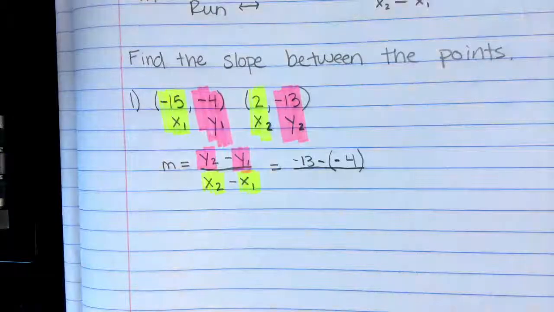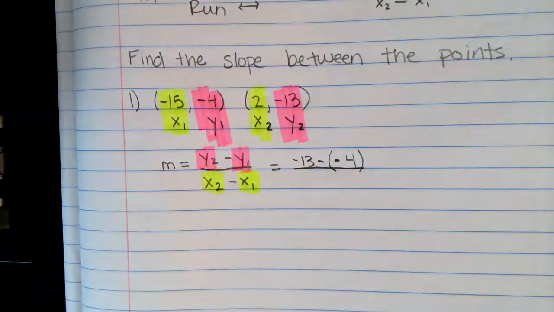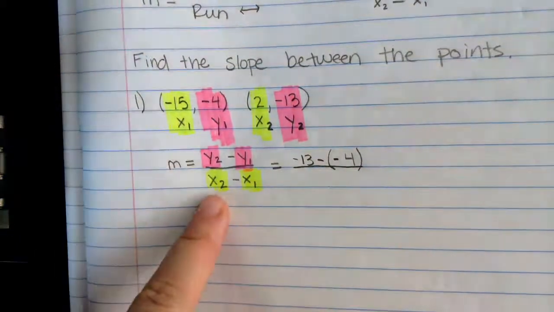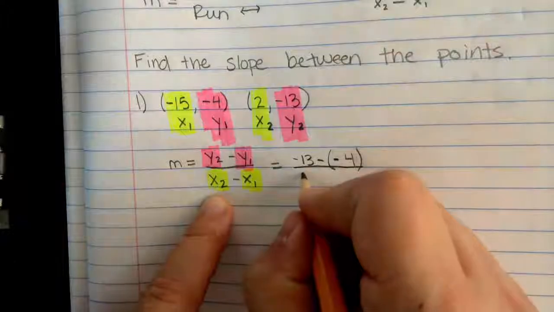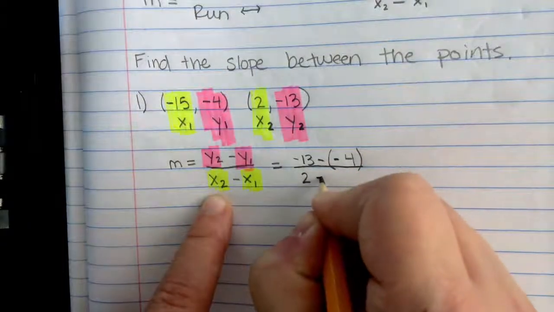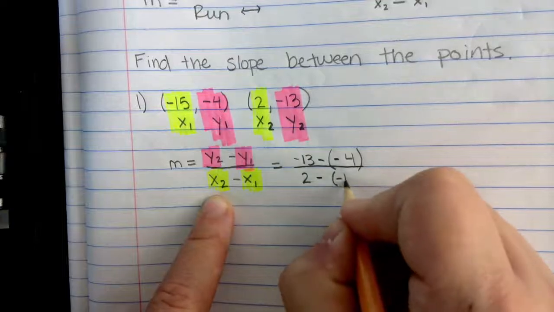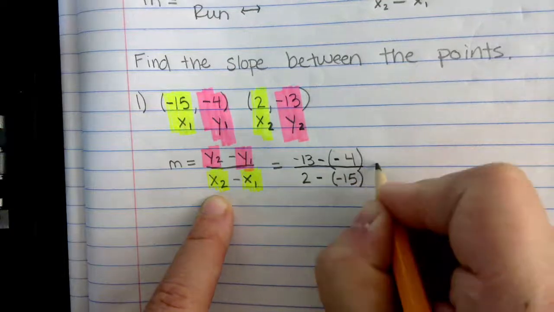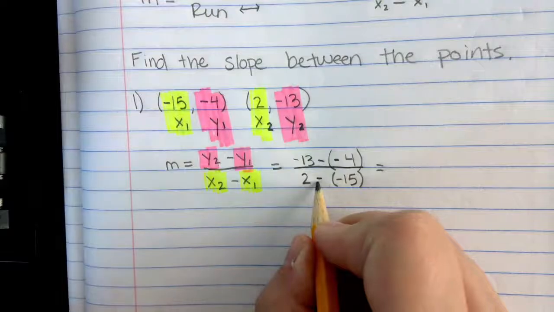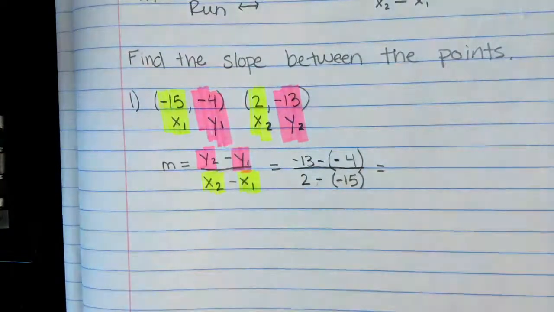When we start by plugging into a formula, usually we don't change anything yet until after we have everything plugged in. But yep, you're right. All right, X2, what is my X2? 2. 2 minus my X1. Negative 15. So again, I'm going to use parentheses for that. That's going to help remind me that this is a minus sign, but this one's a negative sign.